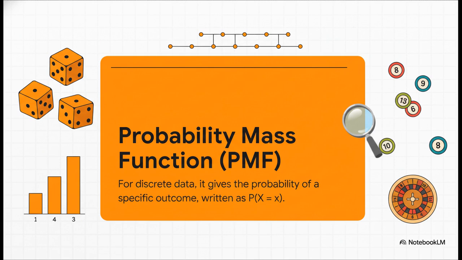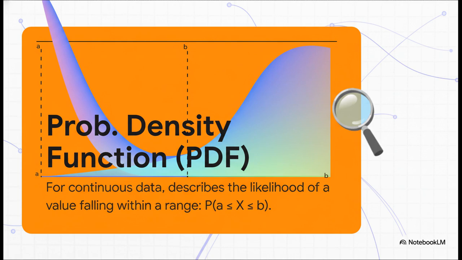And it's a really straightforward idea. The PMF gives you the probability of one specific outcome happening. So, what's the probability of rolling a 3 on a regular 6-sided die? The PMF tells you, plain and simple, it's 1/6. Now, for continuous data, things get a little weirder, a bit more abstract. Here we use a probability density function, or PDF. The reason is, since there are infinite possible outcomes, the probability of landing on one exact single value is basically 0. So instead, the PDF helps us figure out the probability that a value will fall within a certain range.